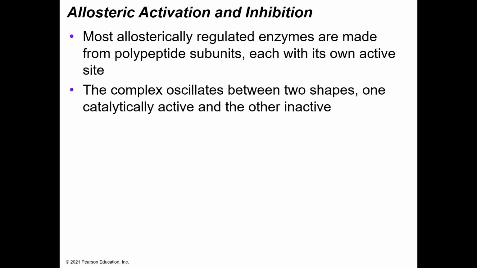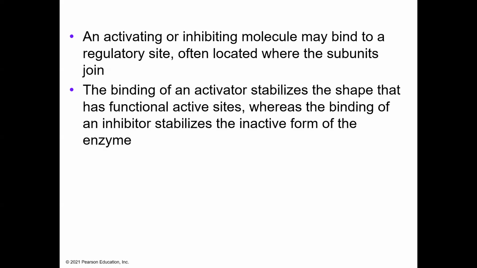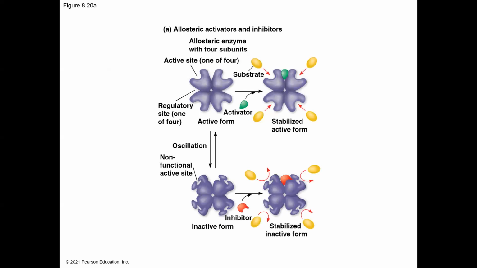So most allosterically regulated enzymes are made from polypeptide subunits, each with its own active site. This causes the subunits, the enzymes, to oscillate between two different shapes, one that's active, one that's inactive. So let's just show you. In this diagram, it's showing you allosteric activators and inhibitors.